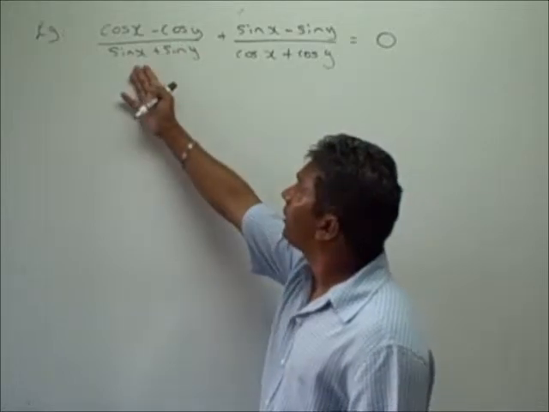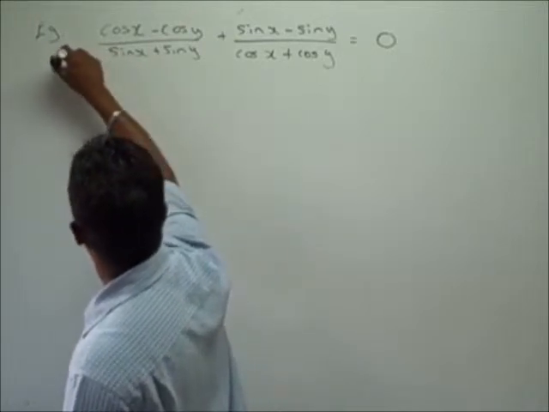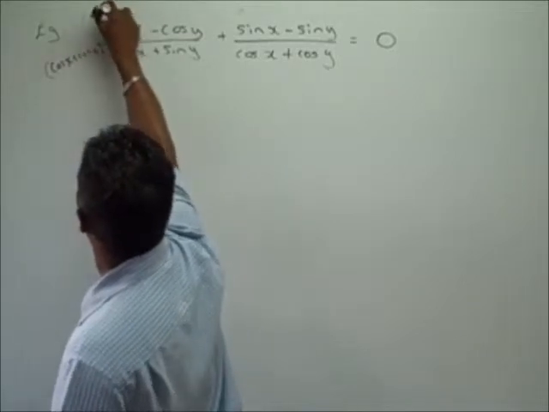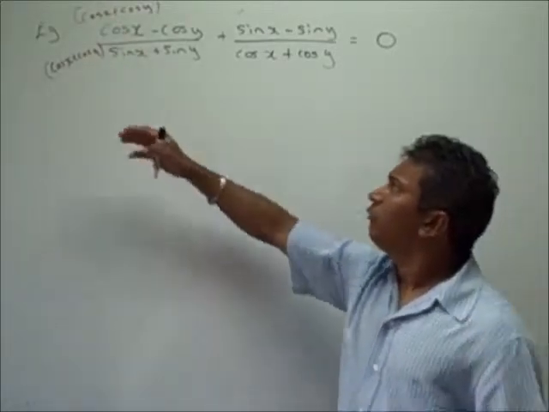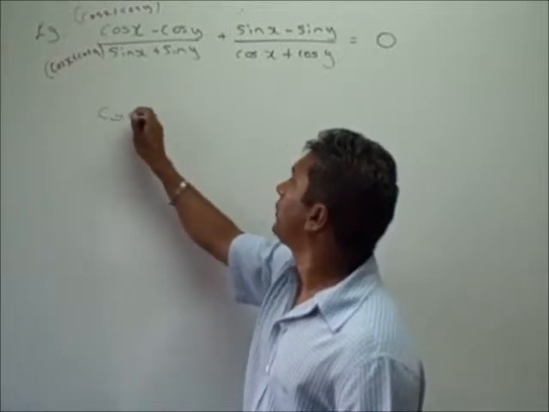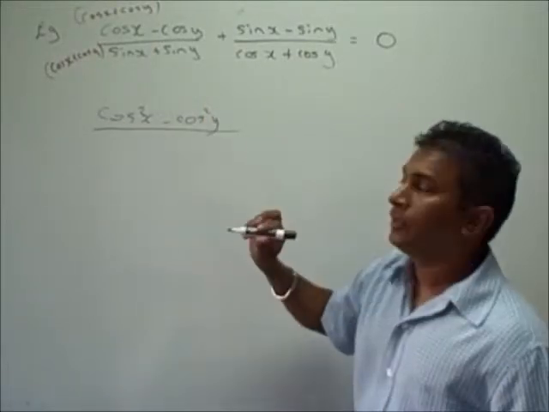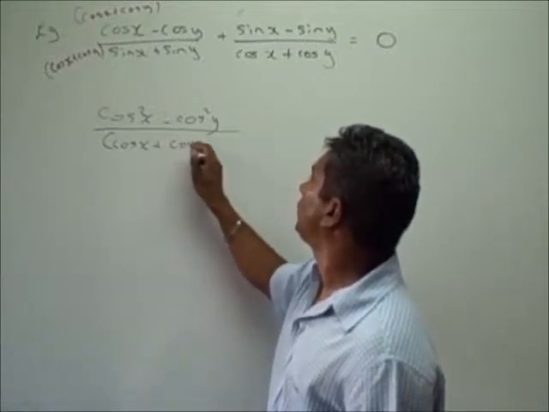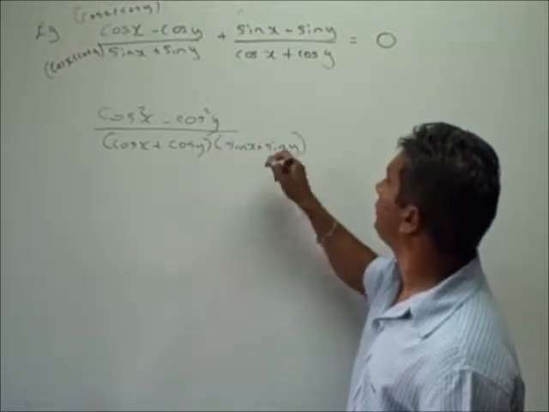So we have to multiply sine x plus sine y by cosine x cosine y, and do the same thing to the top. So here we're going to multiply by cosine x plus cosine y. And on the top we're going to multiply by cosine x plus cosine y. If we multiply this times this, we end up with cosine squared x minus cosine squared y. And in our denominator, we have cosine x plus cosine y times sine x plus sine y.